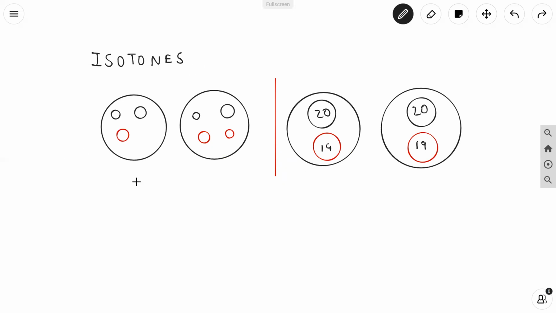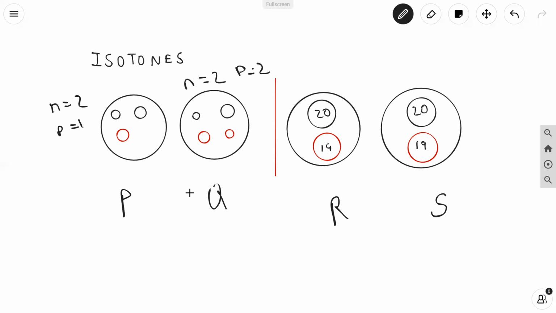In this example, let's name this P and this Q, and we'll call this R and S. First we look at P and Q. They have number of neutrons 2 and number of protons 1, as you can see. And over here, the number of neutrons is 2 and the number of protons is also 2. So 2 plus 2 is 4, which is the mass number of Q, and the atomic number is 2. The mass number over here is 3 and the atomic number is 1.